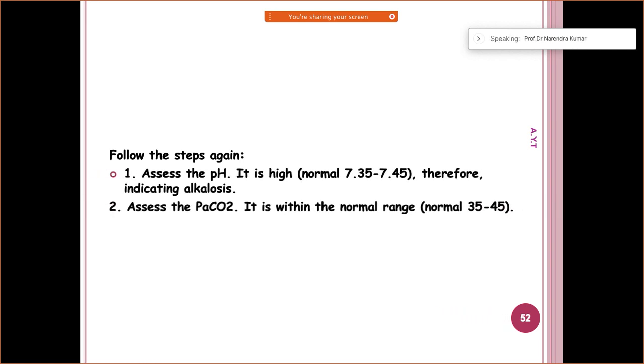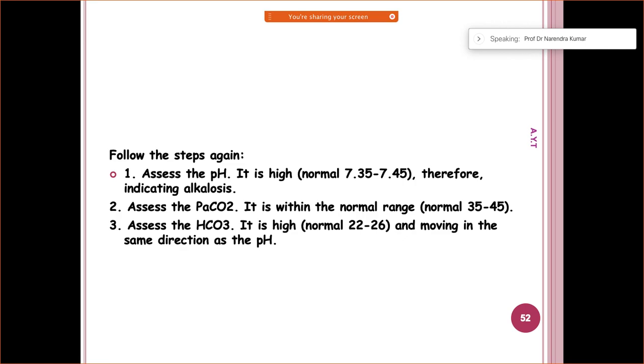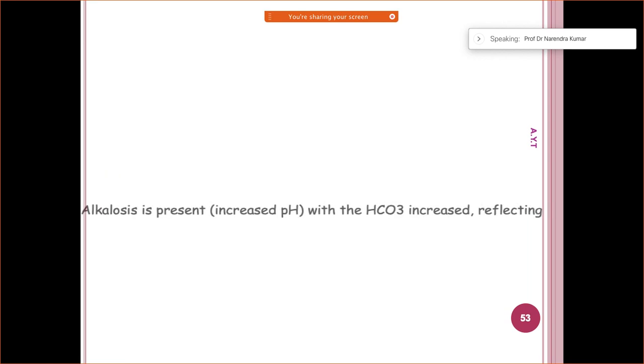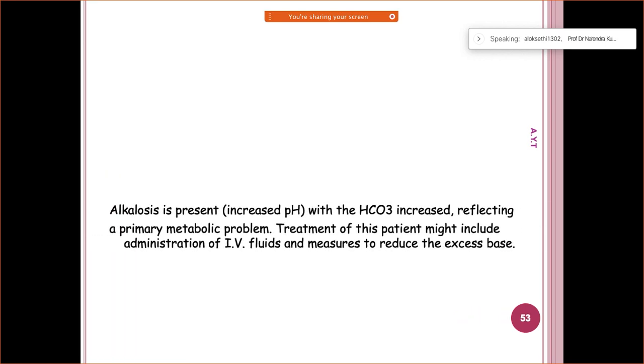So we saw the pH, and pH is of course higher, so it is alkalosis. You saw the CO2, it is in the normal range, but the bicarbonate is high. So this is metabolic alkalosis. Yes, exactly. And what are you going to treat it with?